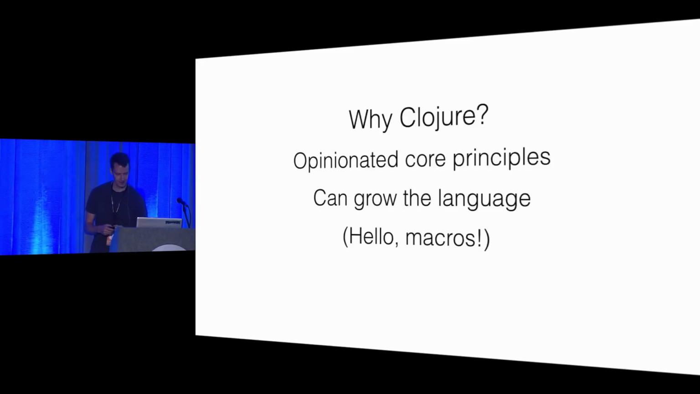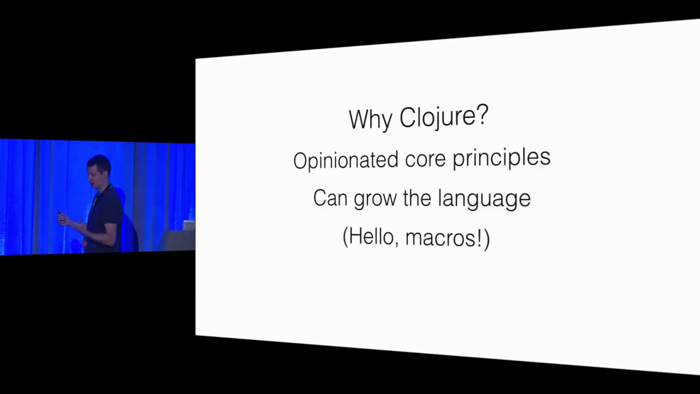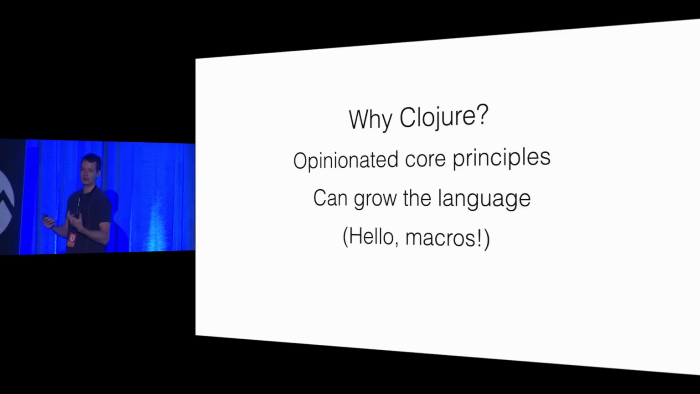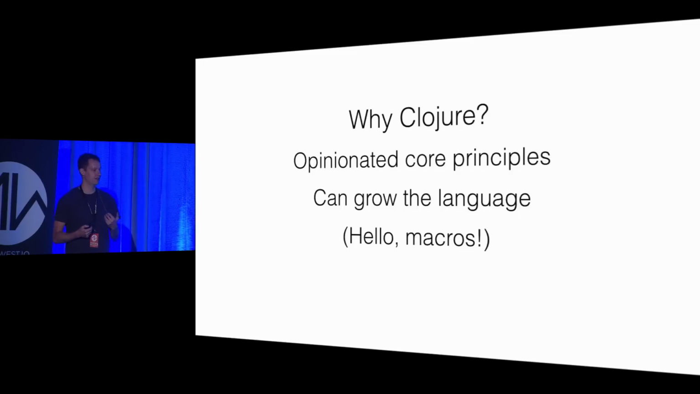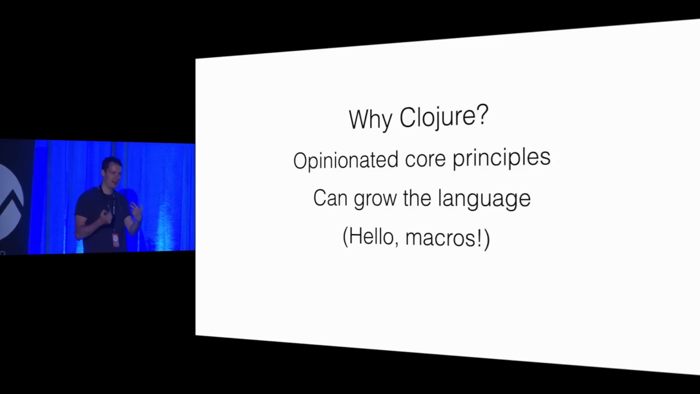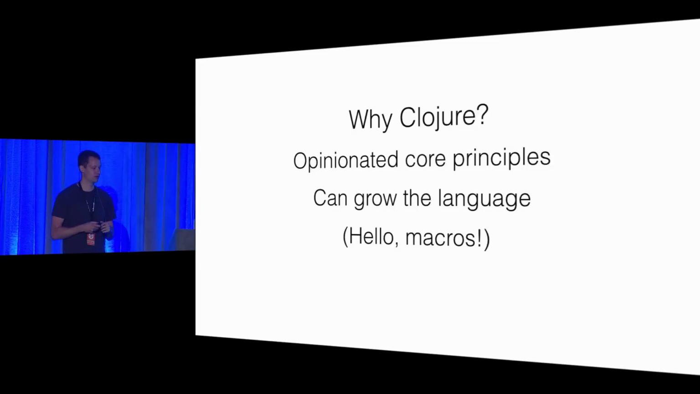grown. So our use of macros here is important in the domain of rules, because what we're going to do is add rules functionality basically as a library into Clojure. And it works a little bit like this.